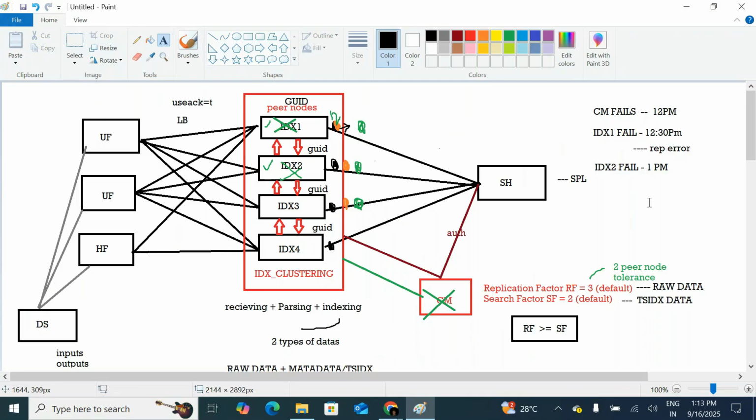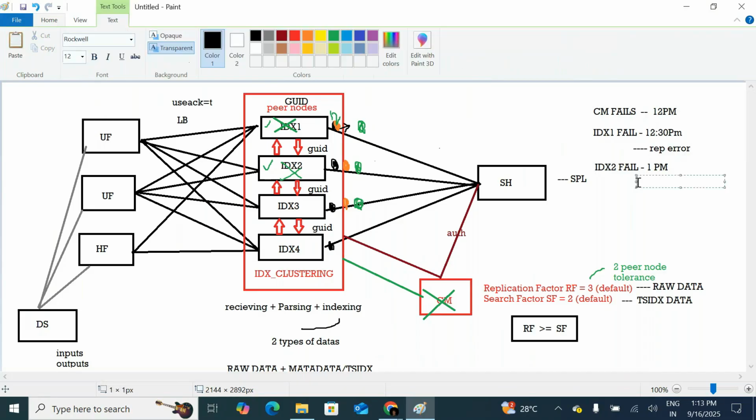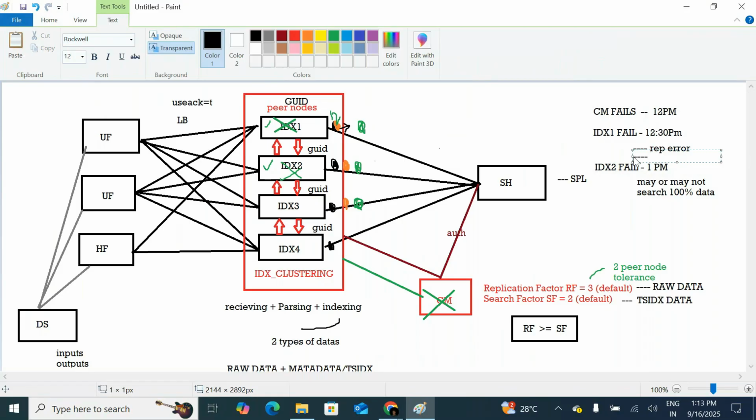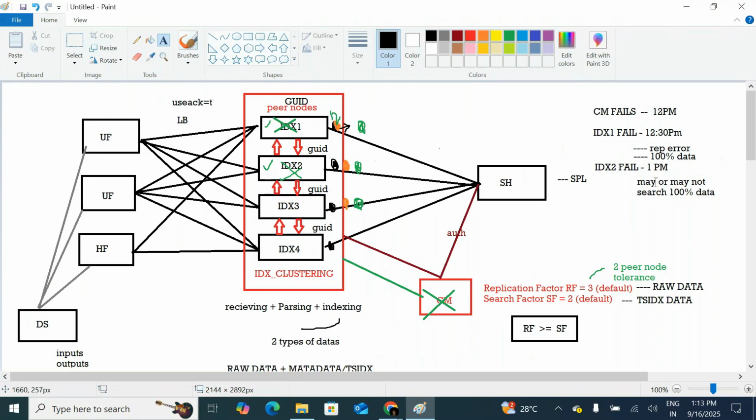Please observe, sir. May or may not search 100% data. May or may not search 100% data. But it won't throw an error, it won't show an error. May or may not, it will search the 100%. In the first case, 100% data will be searchable. But in the second case, there will be no error. It will give you incomplete data. In the first case, 100% data is searchable. In the second case only, not 100% data.